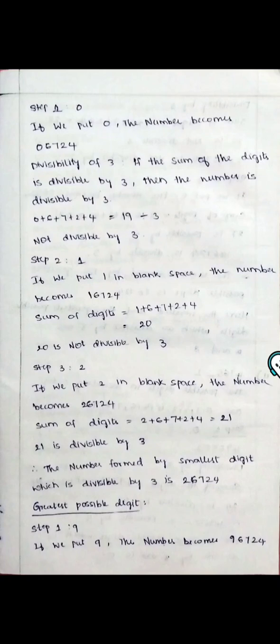So next, we'll check for the greatest possible digit. If we go in ascending order, 0, 1, 2 like that, we get the smallest.